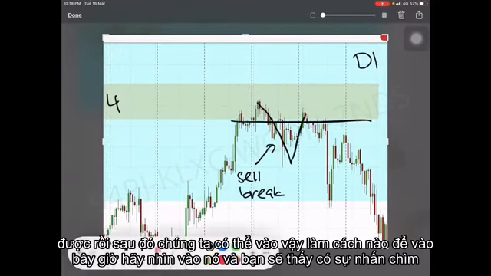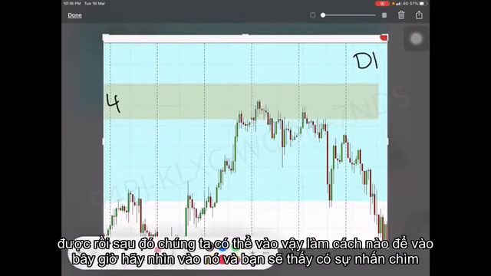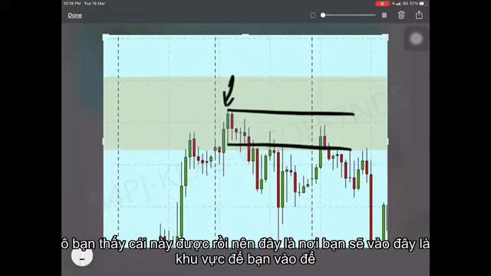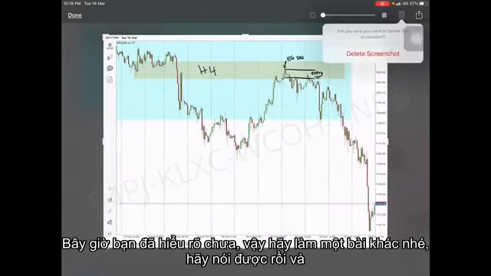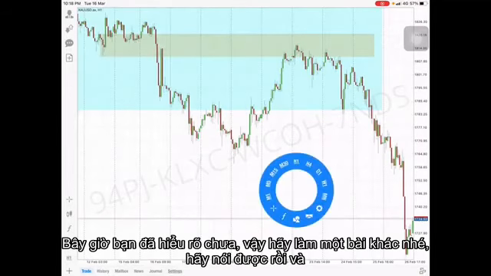So how do we entry now? Look at it and you will see there is engulfing sell. You see this? Okay, so this is where you will entry. Here is the zone for you to entry. So that is the completed SOP. Is it clear to you now? Okay, so let's do another one.